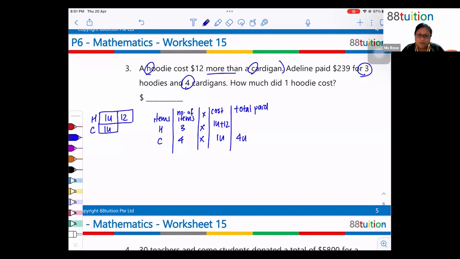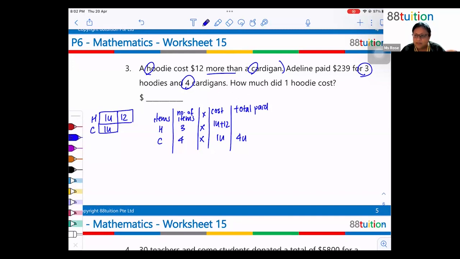Now, what about the hoodie? Yes, Priya. Can I tell you my working? Sure. So I do 239 minus 36 because that's 12 times 3. I get 203, which is 7 cardigans. Then I found 1 cardigan, which is 203 divided by 7, which is 29. And then I do 29 plus 12, which is 43. Yep, that's fine. You can do that way too.